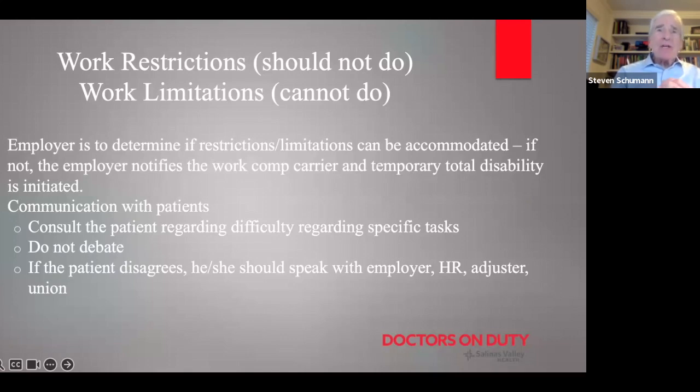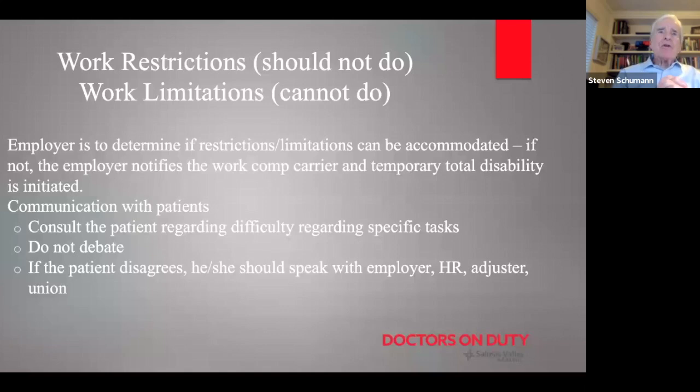In terms of communicating these restrictions to the patient, again, ask them about what particular tasks cause them the greatest difficulty. Most patients want to work. Most patients recognize, or many patients recognize, they may need some restrictions, and they'll honor what we suggest, and there are employers that will work with those. But there's a small percentage that want to be off work or want to determine what the restrictions should be. Don't debate with the patient in those rare cases where situations like this come up.